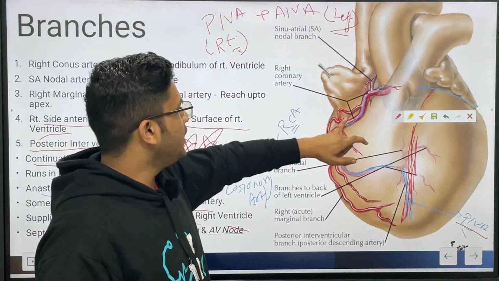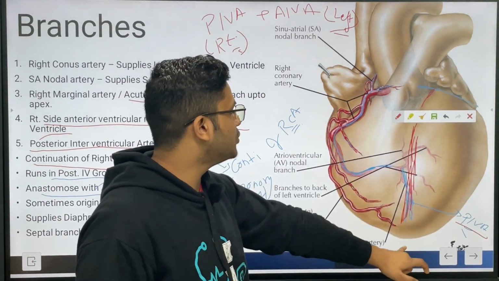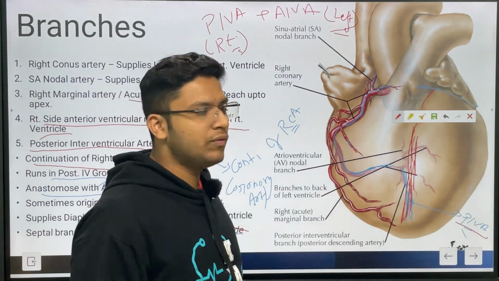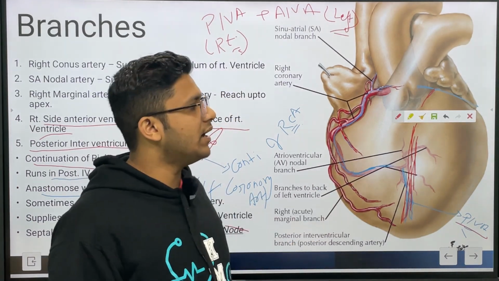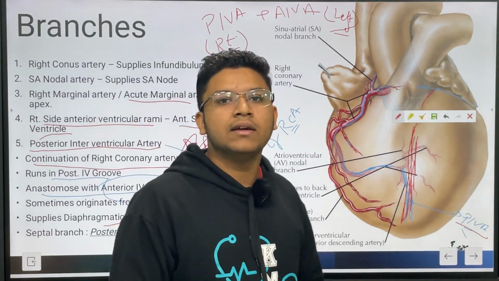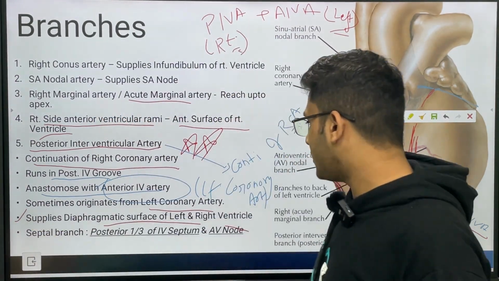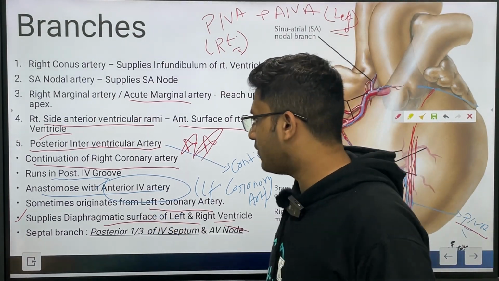This artery is going on the posterior aspect. You can see that the posterior interventricular artery is present on the posterior interventricular groove, which is present on the diaphragmatic surface of the heart. So it will definitely supply the diaphragmatic surface of your heart. Is this clear? It supplies the diaphragmatic surface of the left and right ventricle.